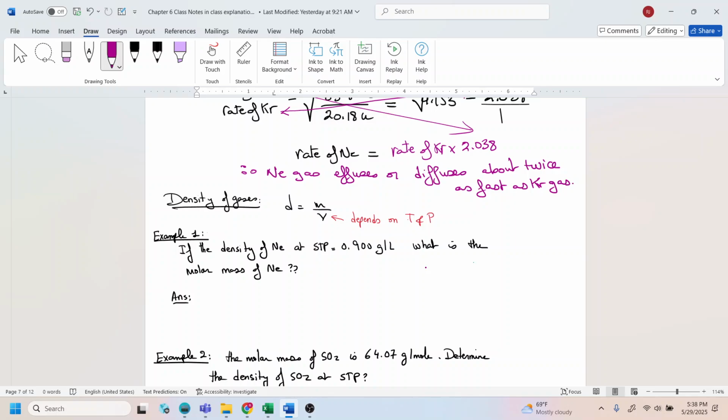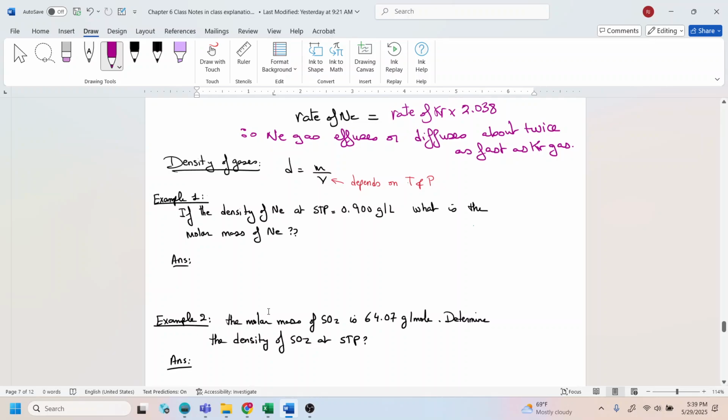And then we have another form of problem where you're given the density and you need to calculate the molar mass. Always remember that density is equal to the mass divided by the volume. And the volume depends, of course, on the pressure and on the temperature. Density changes with different pressures and different temperatures. So pay attention to this.